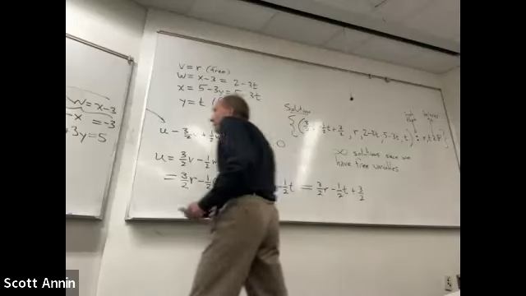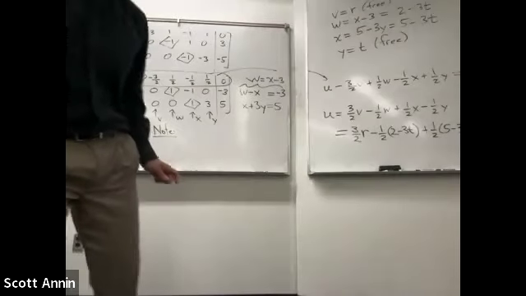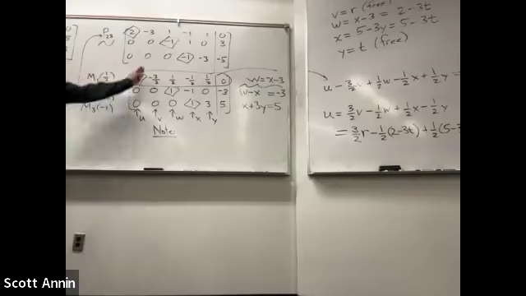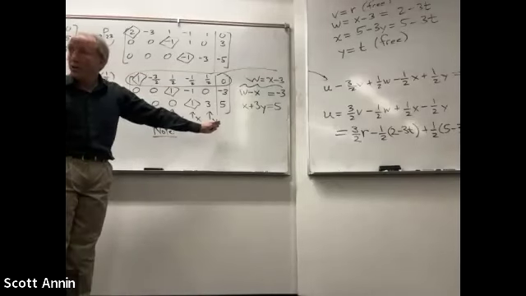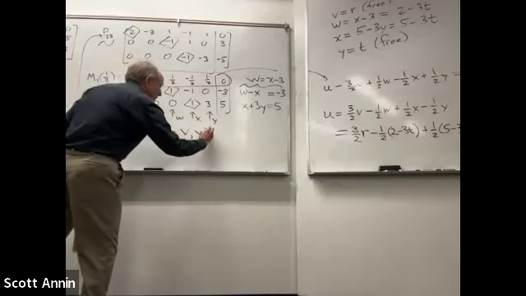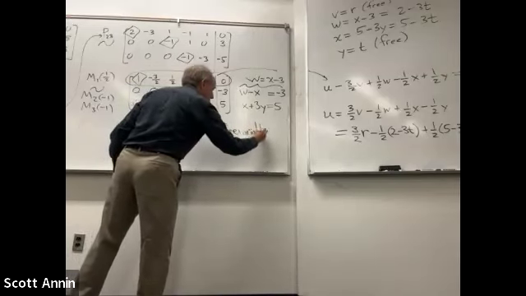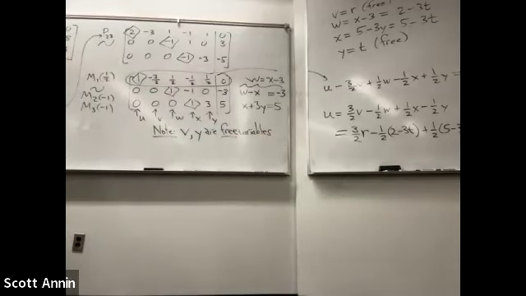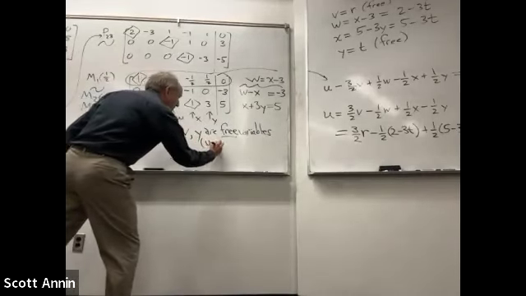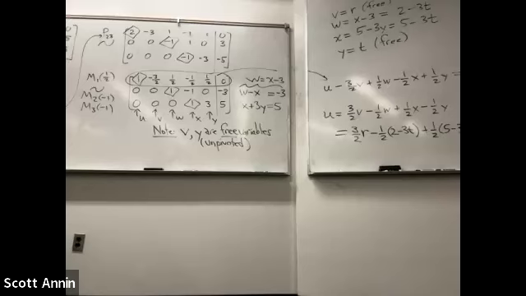By the way, as another observation, maybe I'll put a little note here. Did you notice that the free variables correspond to the columns without pivots? So the v and the y turned out to be the variables that were free. So v and y are free variables. And the point being that those are basically unpivoted. Those are the unpivoted columns in my row echelon form.